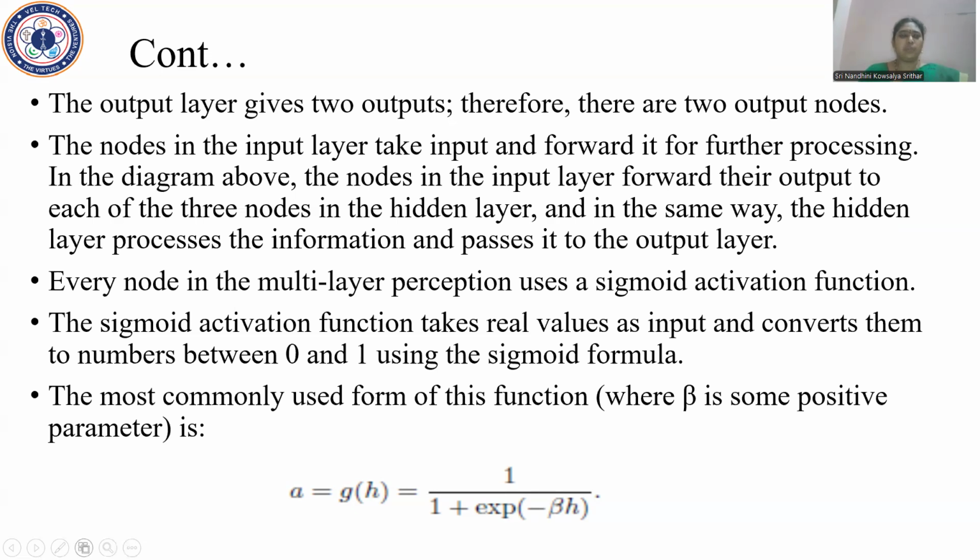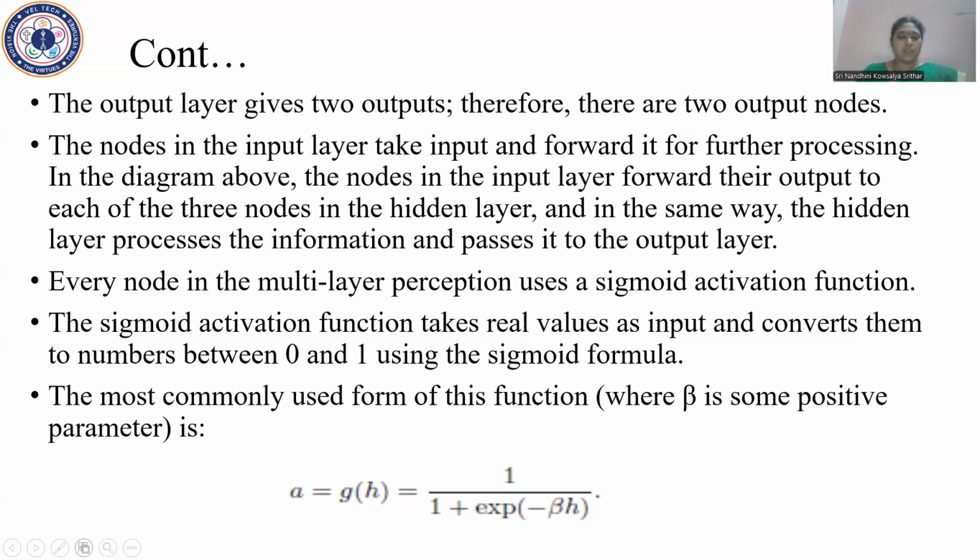The nodes in the input layer take input and forward it for further processing. The nodes of the input layer forward their output to each of the three nodes in the hidden layer, and in the same way the hidden layer processes the information and passes it to the output layer. Every node in the multi-layer perceptron uses a sigmoid activation function.